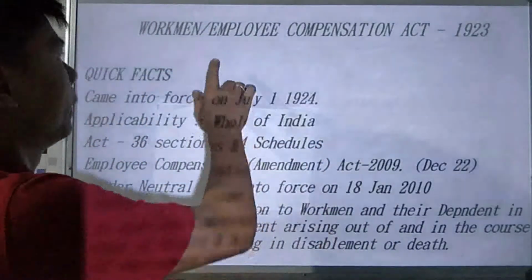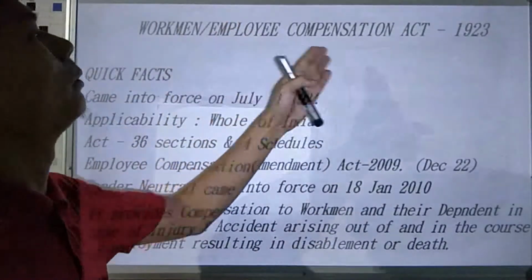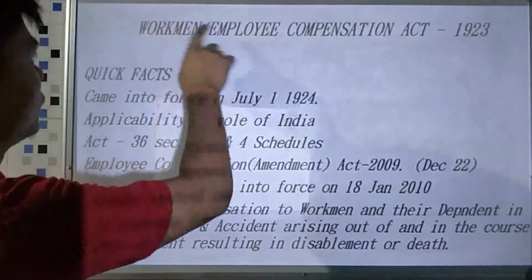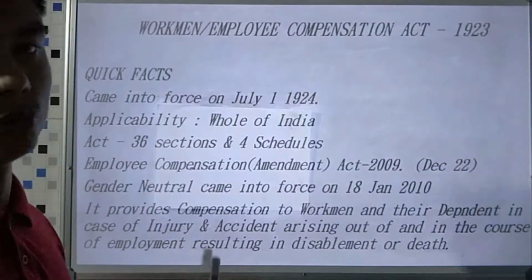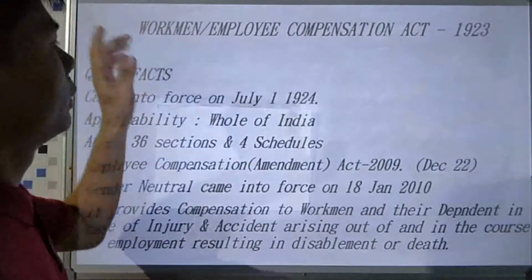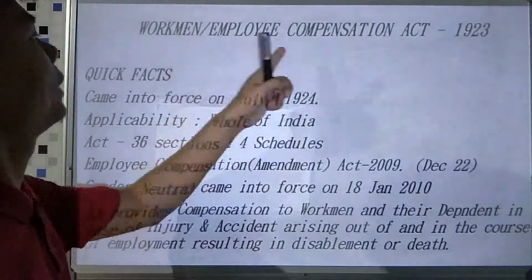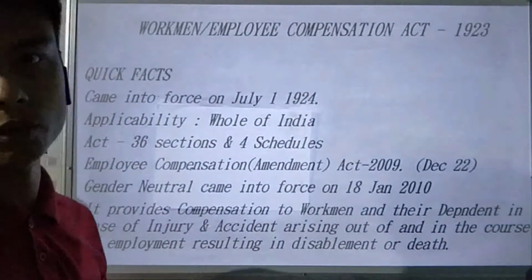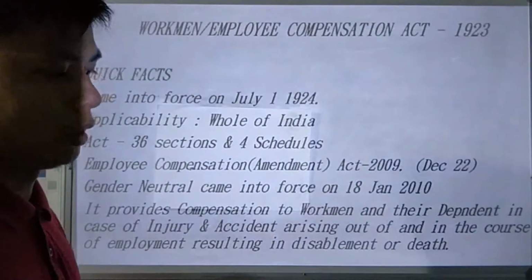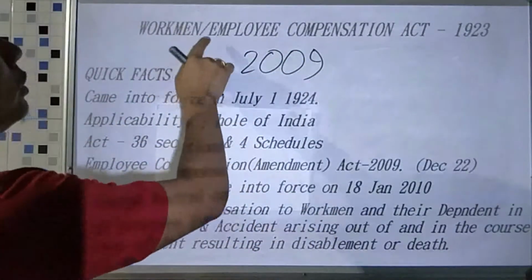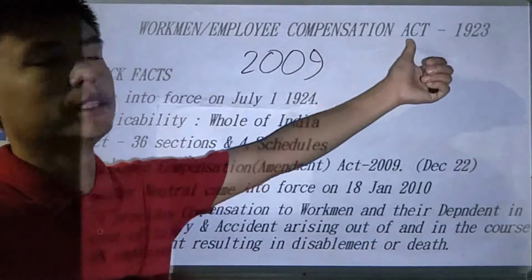Now let's go to today's topic. So you can see on the board, today's topic is Workmen or Employee Compensation Act 1923. Now, why have I mentioned these two things? Let me explain first of all. When the Act was first formed, its name was Workmen Compensation Act 1923. Then down the line, in 2009, its name was changed to Employee Compensation Act.